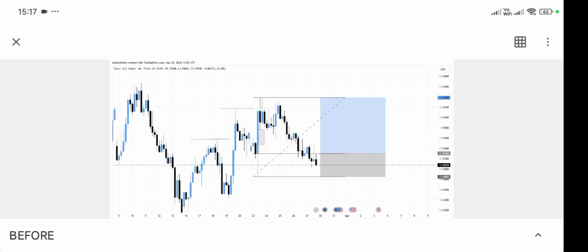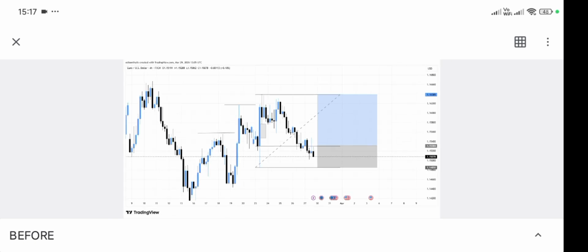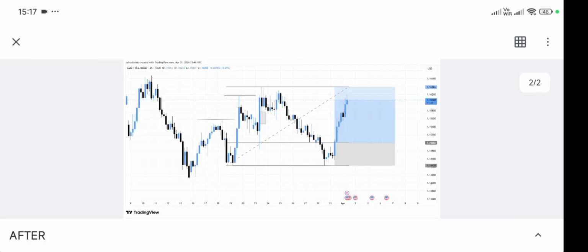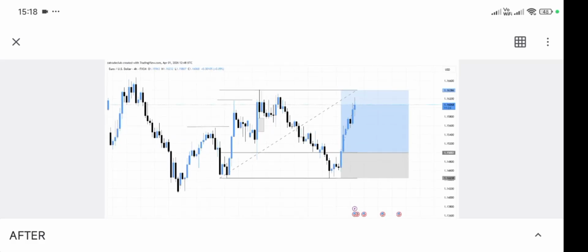This is something I just have to be honest about, because winning without discipline can eventually be dangerous long term. And so this is the before screenshot and this is the after screenshot. And that is where I closed the trade before it hit my TP.